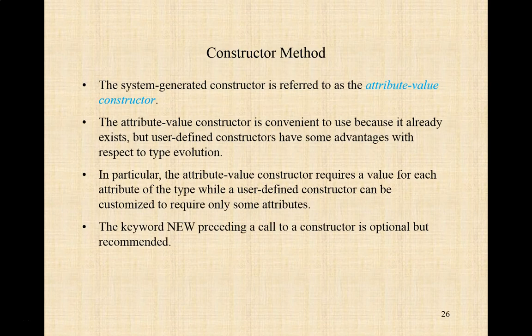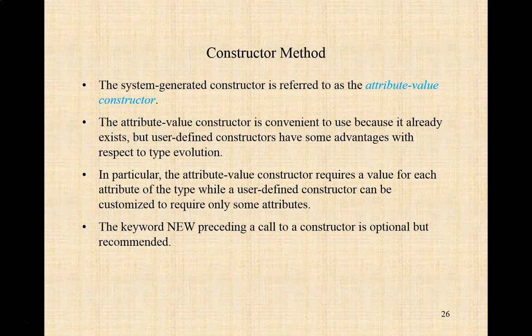The system-generated constructor is referred to as the attribute value constructor. This was initially introduced to us when we discussed the concept of creating a type that had only structure. We didn't specify that there were any methods, and the system supplied this constructor method for us. Even if we're creating our own methods, if we have member methods and map methods and so forth, we're not obligated to create our own constructor. The system will still generate an attribute value constructor for us. But we also have the ability to define our own constructor, what is referred to as a user-defined constructor.